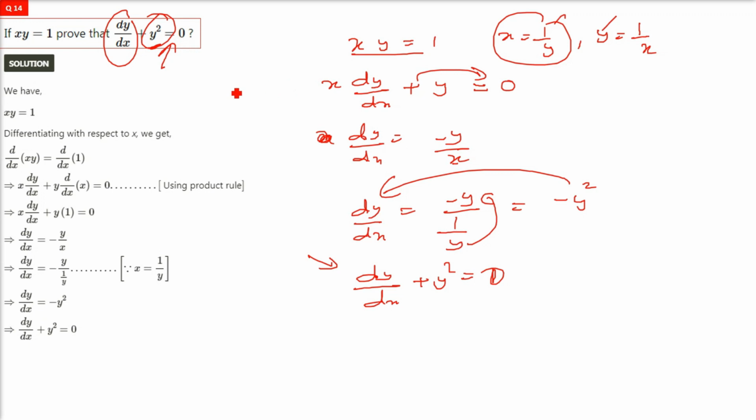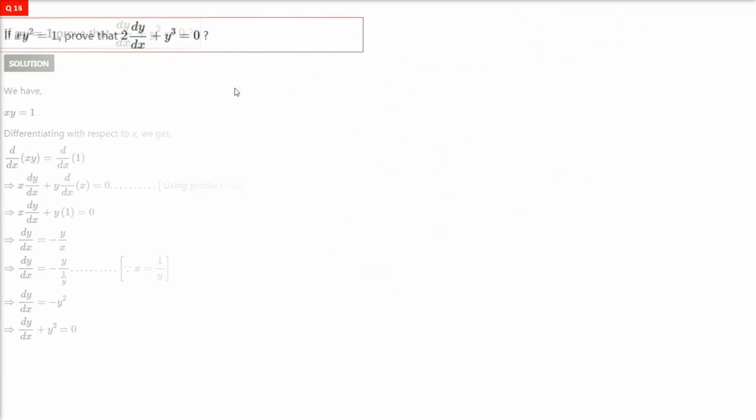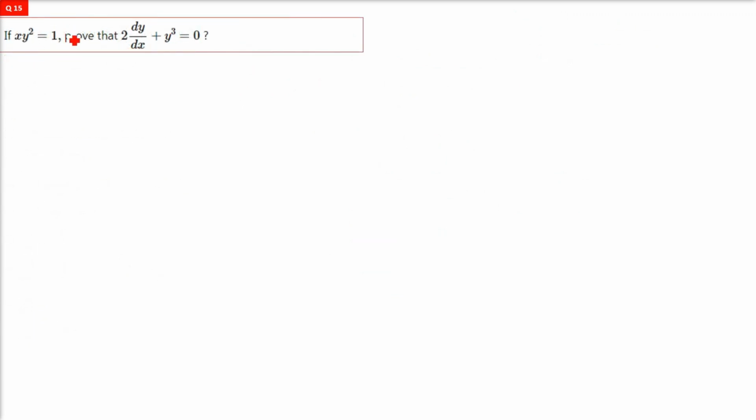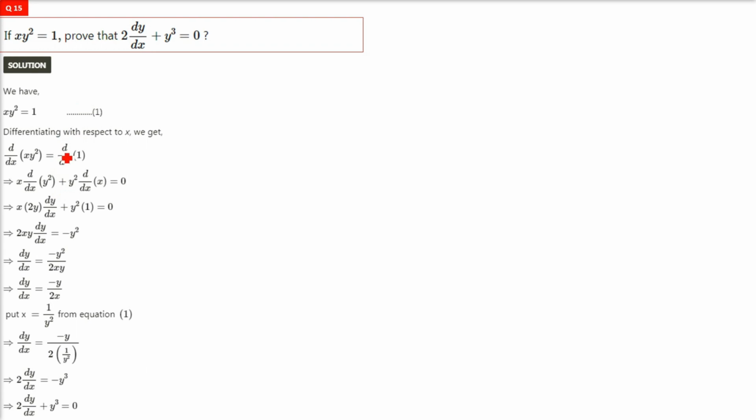So this is equal to the result. xy² is equal to 1. So xy² equals 1. And for reference, if you are able to solve it by yourself, or you have to do some homework, this is the solution. But how to solve it?